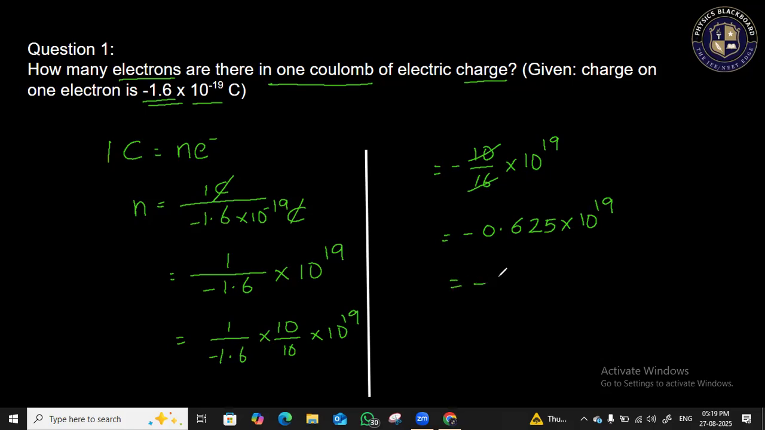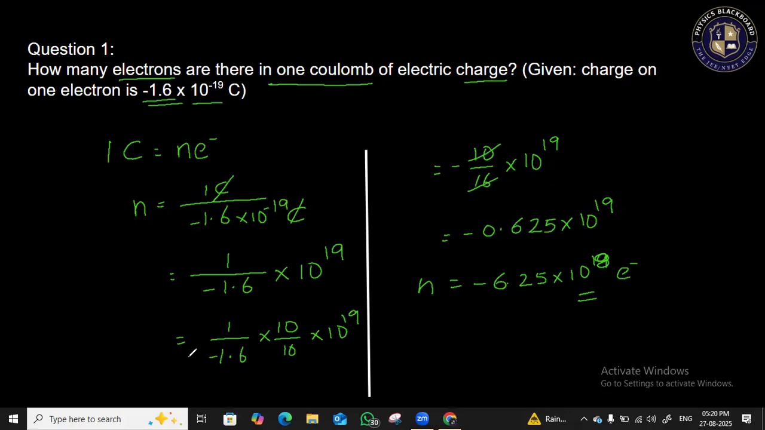Further, it can be written as minus 6.25 into 10 power 18. So how many electrons can develop 1 coulomb of charge? The minus is the charge of the electron, so taking the count, the number of electrons that develop 1 coulomb of charge is 6.25 into 10 power 18 electrons, as we have taken 6.25 here, right?